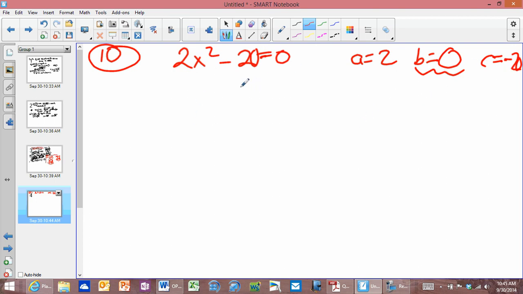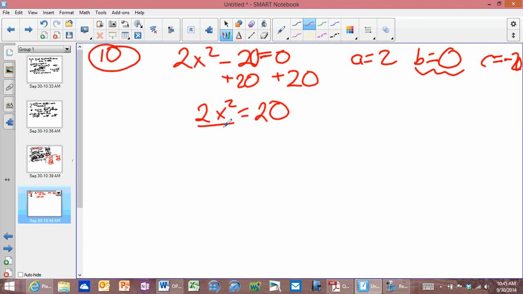Which will make it look ugly, but it'll be easier to see what actually happens. When I have no b term, I actually want to get my x's on one side, my numbers on the other, just like we've solved linear equations forever. Almost forever, I guess. Equals positive 20.